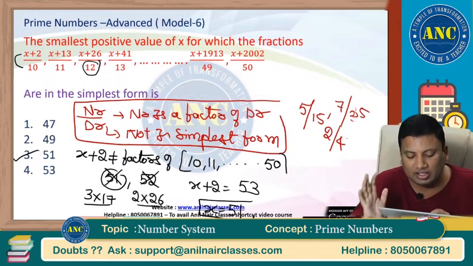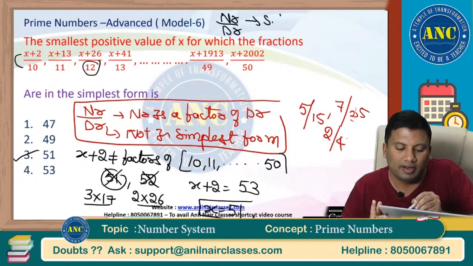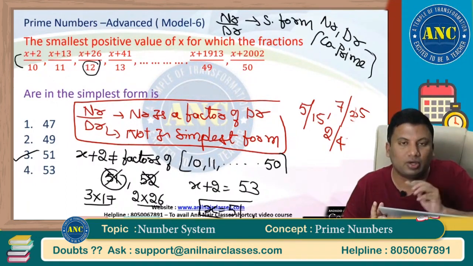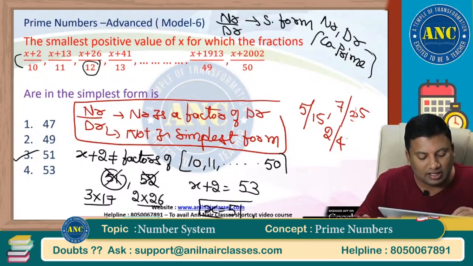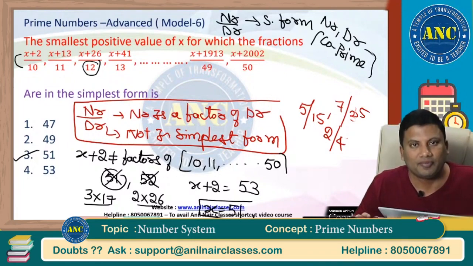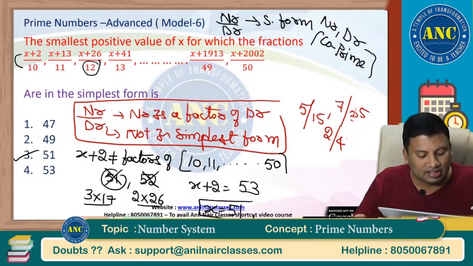A fraction is said to be in its simplest form only when the numerator and denominator are co-prime to each other. If they are co-prime to each other, then the fraction is in its simplest form, that is, the HCF of numerator and denominator is 1. Now if you see, if x plus 2 is taking a factor of 10, say 5, 5 is a factor of 10, so 5 by 10 is not in its simplest form.